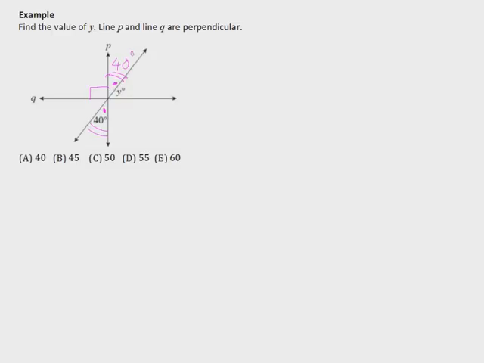Now I know that line P and Q are perpendicular. So this whole angle is 90 degrees. That means 40 degrees plus y degrees is equal to 90 degrees. The 40 degree angle and the y degree angle are complementary. Now we are done. Y must be 50. C.